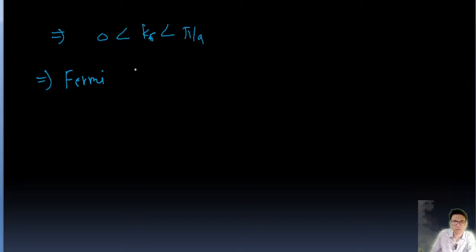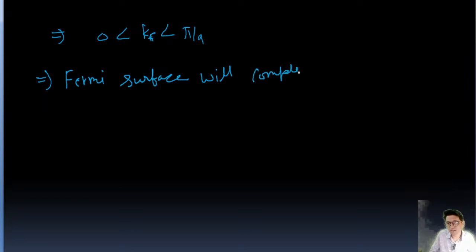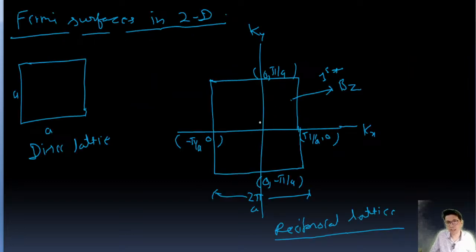Okay, so the Fermi surface will completely lie inside the first Brillouin zone. Okay, BZ I'm writing in short for first Brillouin zone. It will completely lie within this zone, the first Brillouin zone.